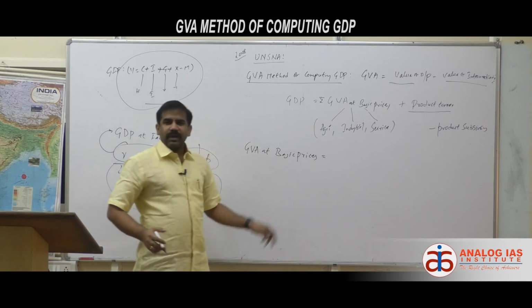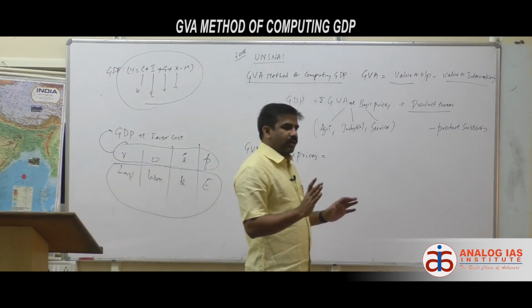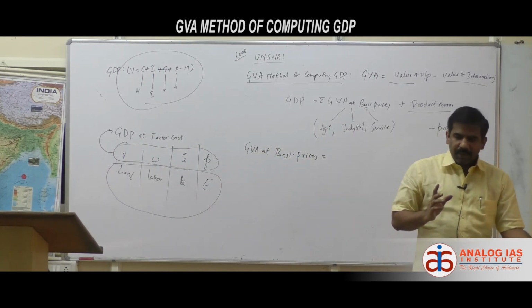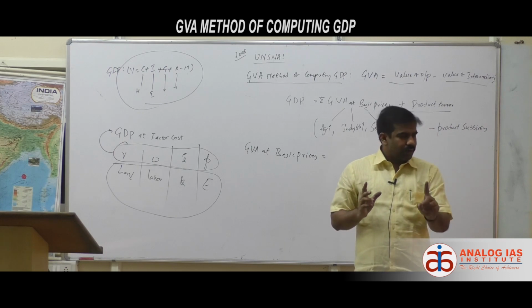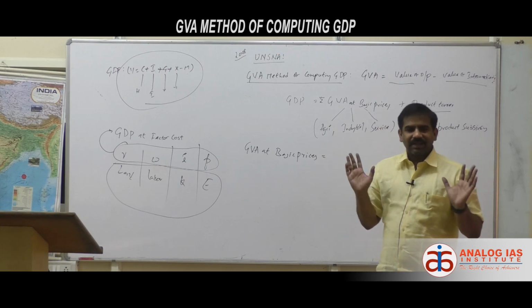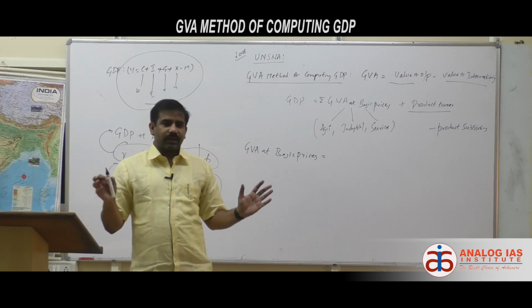GVA at basic price simply means the price received by the producer from the purchaser per 1 unit of output, excluding taxes and including subsidies. Simply let's say, the definition seems to be complex because I have not written it on a board.